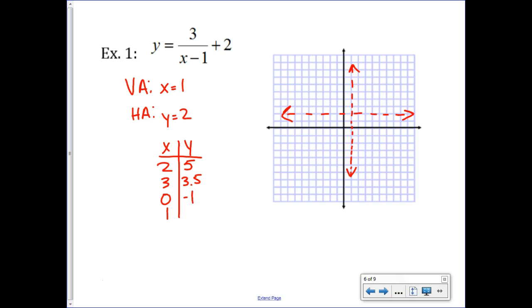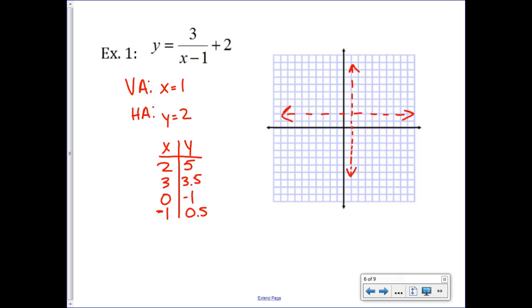If I plug in negative 1, I get negative 1 minus 1 is negative 2, so 3 divided by negative 2, negative 1.5 plus 2 would give me 0.5. So then I'm going to plot those points.